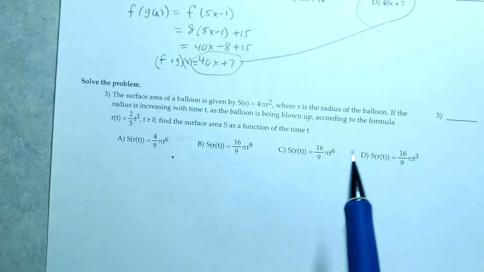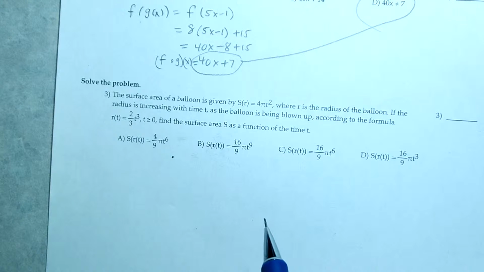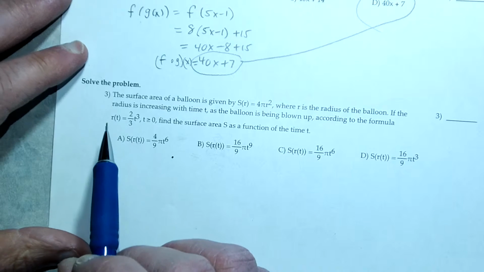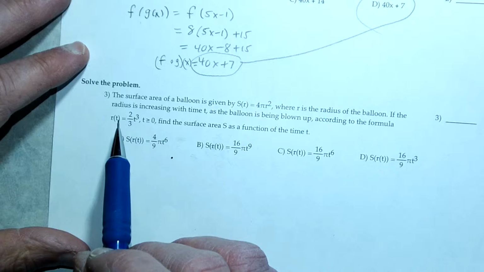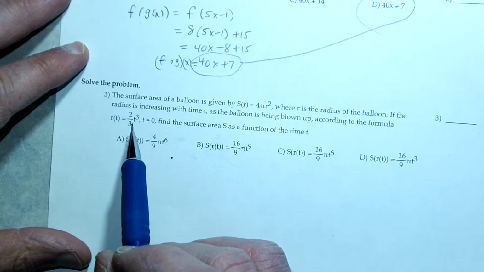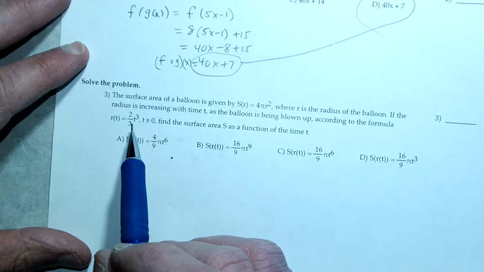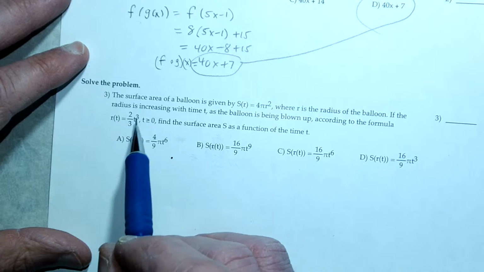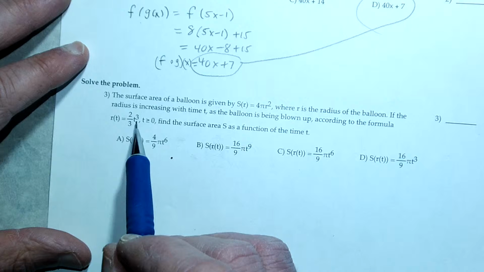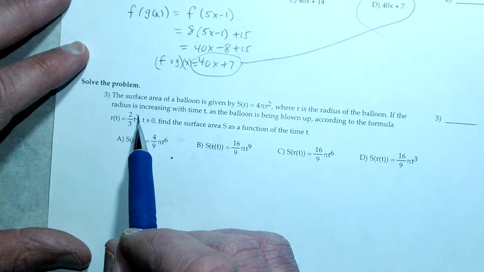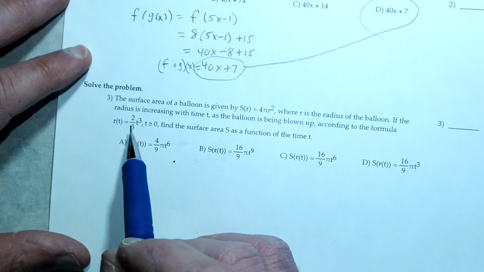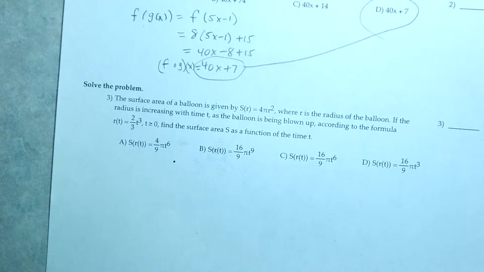As this blows up, its radius is changing with time at the rate of, it's a rate function, a radius as a function of time function, that our radius is growing at the rate of 2/3 t cubed, with t being time. So every time you increase the time, you would raise that time to the third power and multiply by 2/3, and that would give you the corresponding radius at that particular time.